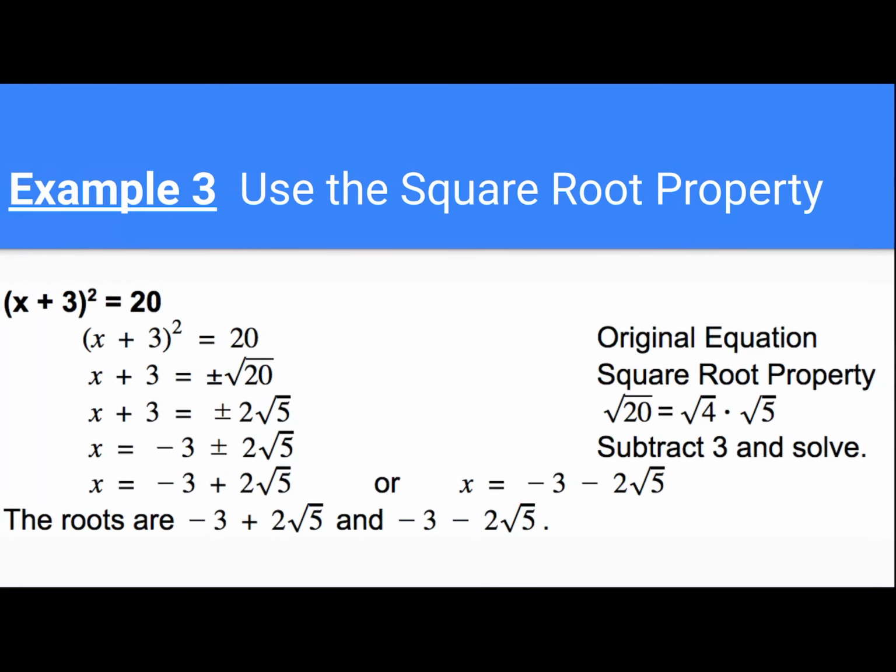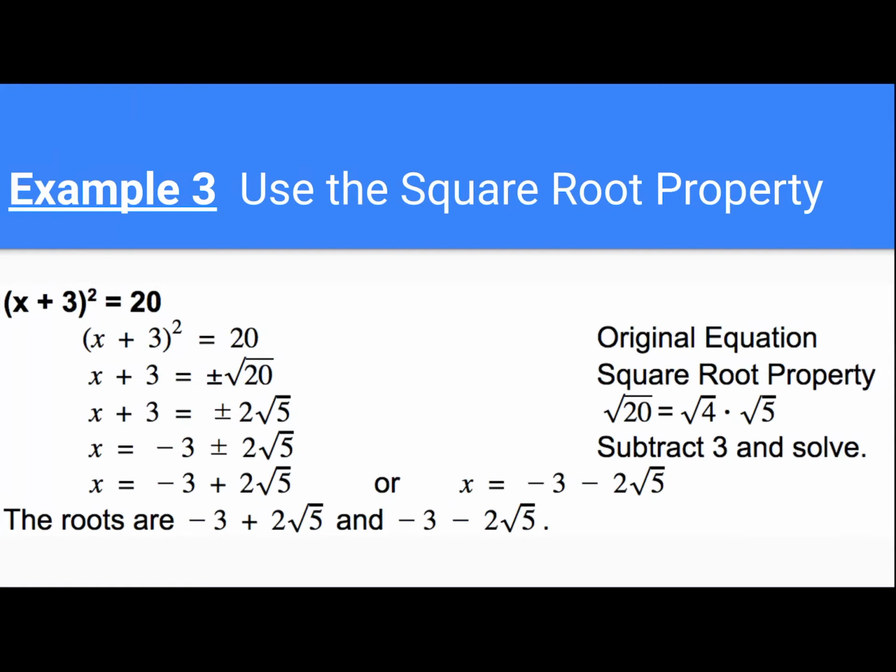Example 3, we're going to use the square root property. So I have x plus 3 squared is equal to 20. Notice here that the square root of 20 is not a perfect square. So here we separate that 20 into 4 times 5. And then the square root of 4 is 2. So you're left over with 2 times the square root of 5.